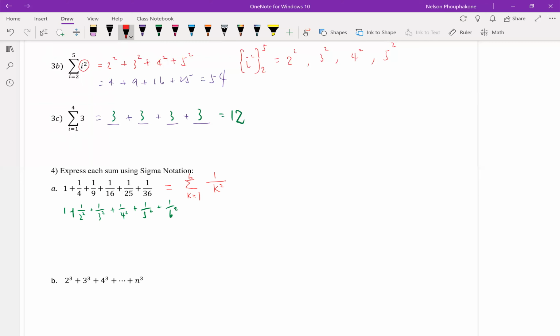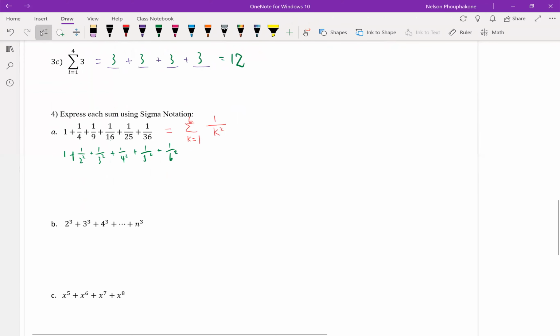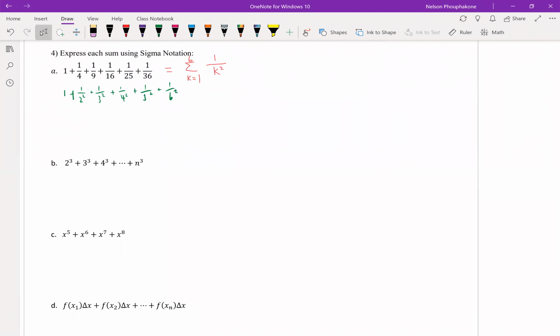Okay, so now it's your turn. Go ahead and try B, C, and D to see if you can write the summation notation. So you have 2 to the q plus 3 to the q, 4 to the q. What we could do here is start at i from 2 to n of i to the power of 3.